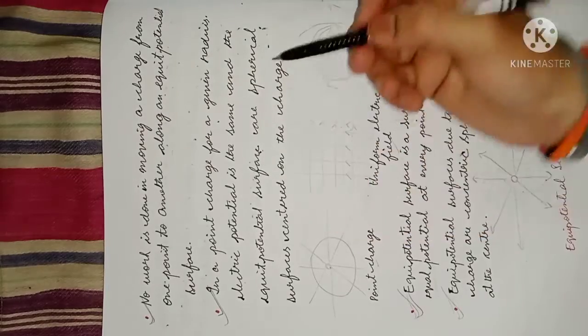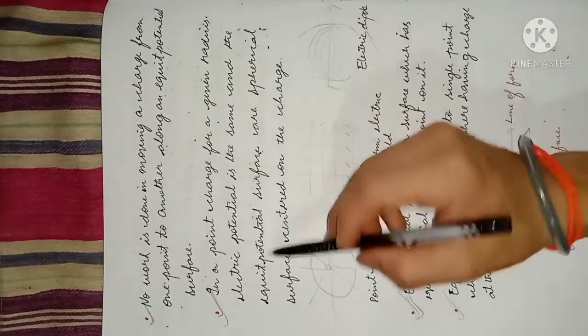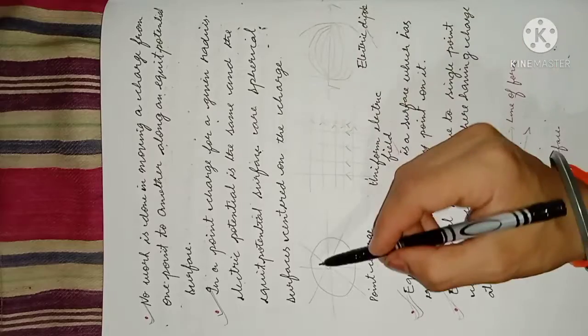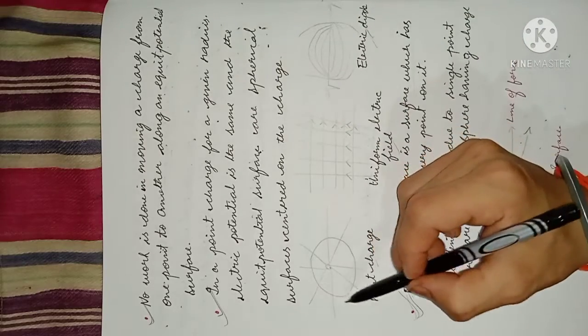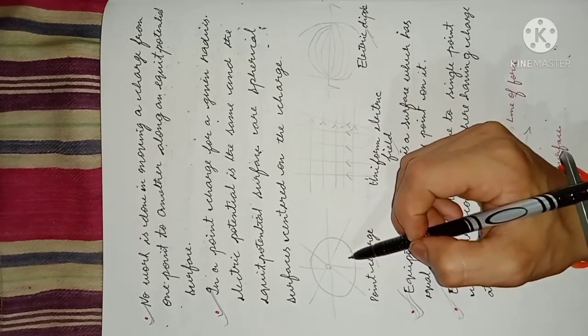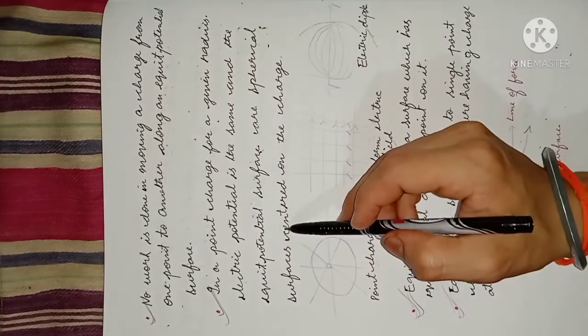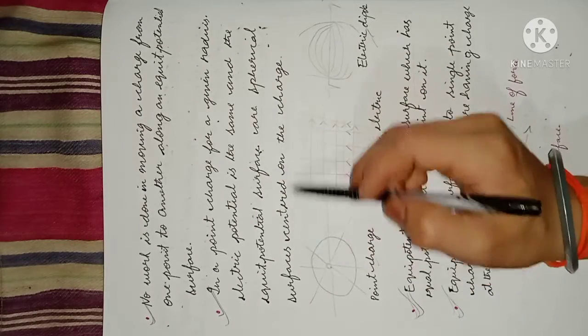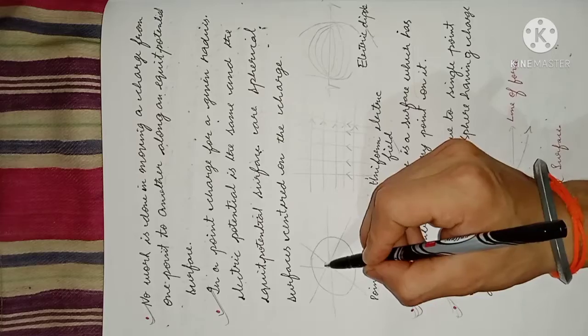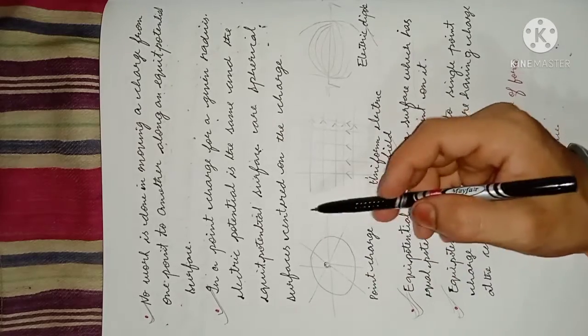If you have understood the potential, the equipotential surfaces for a point charge are spherical. They are spherical surfaces centered on the charge. This is a point charge, isn't it?